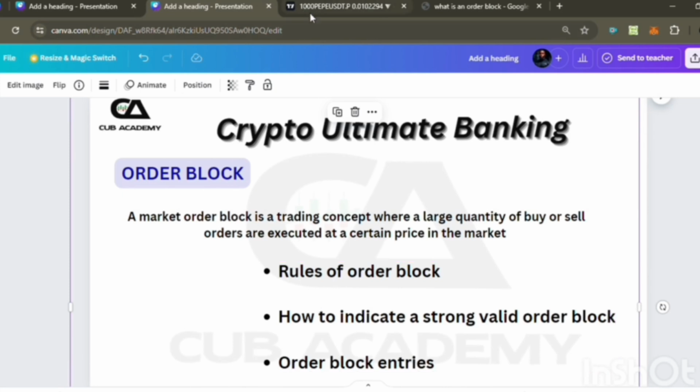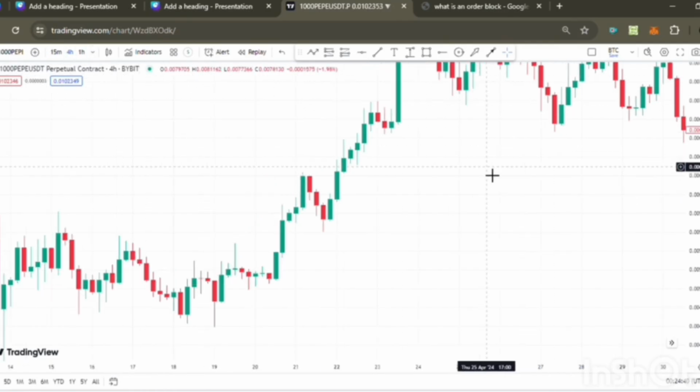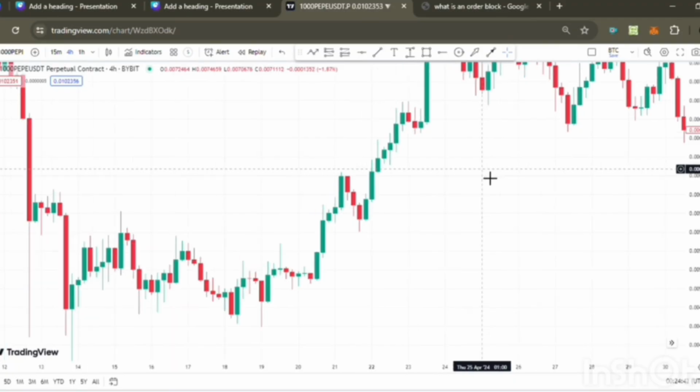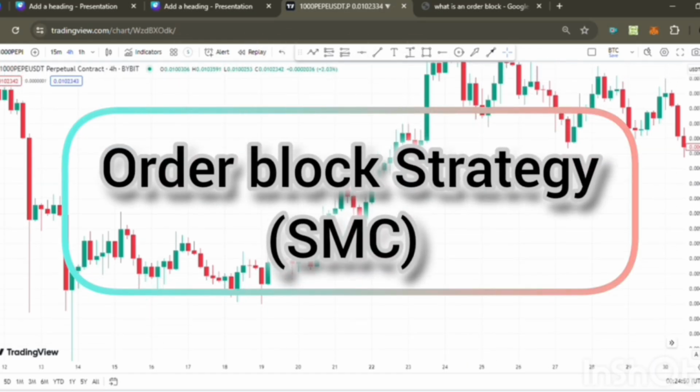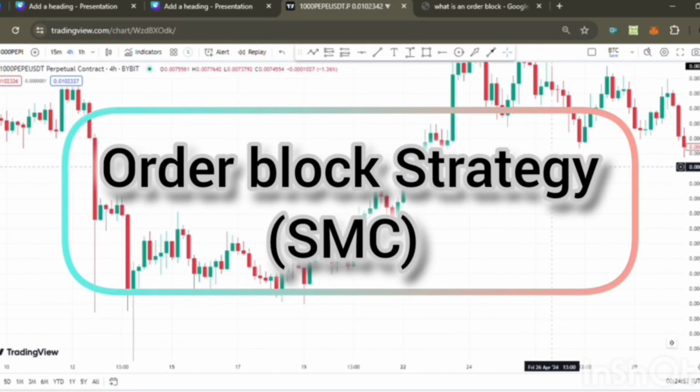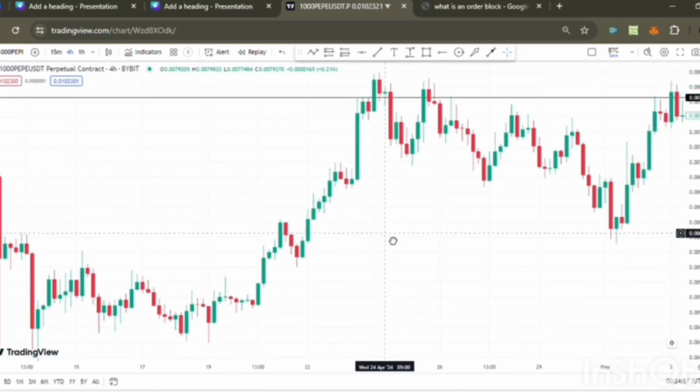Now we are going to dive into the chart. So this is 1000 PEPE USDT on the 4-hour time frame. This order block can be used in any time frame, either lower time frame or higher time frame. It can be seen in any time frame, so it's literally applicable whether you're a swing trader, a day trader, etc. So let's look into the bullish scenario of this chart.